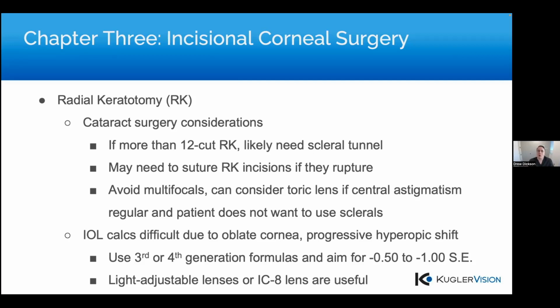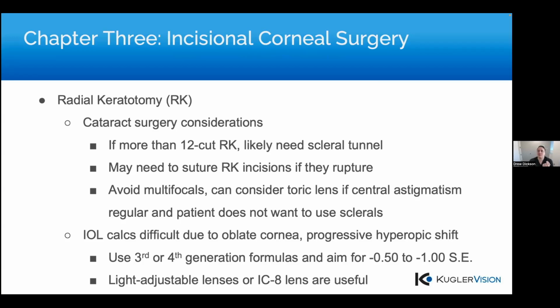Typically, you want to avoid multifocal IOLs with these patients. You can consider doing toric lenses if they have regular central corneal astigmatism. Doing calculations for these patients for RLE or cataract surgery is inherently very difficult due to the oblate shape of the cornea and the progressive hyperopic shift that they'll have. Most surgeons will use third or fourth generation formulas and aim for -0.5 to -1 spherical equivalent. We know that it takes these patients longer to recover from cataract surgery too, so we usually don't consider the prescription stable until a minimum of 2 months.